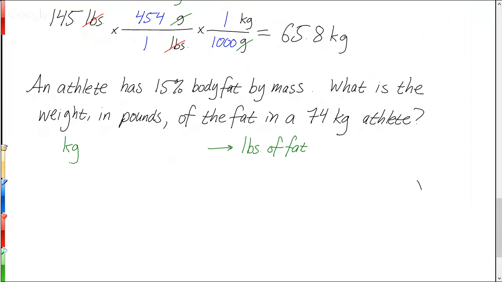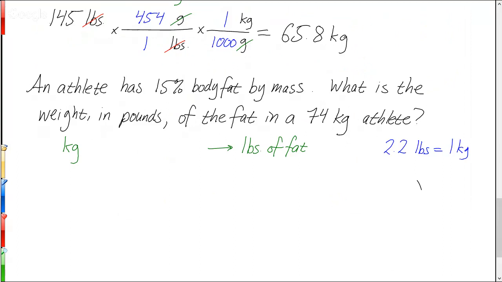Now, is there some number that we can go from kilograms to pounds of fat in this problem? 2.2, but we got to be careful. So let's use that as long as we know it here. So there's 2.2 pounds in 1 kilogram. So does that mean that we can just multiply 74 by 2.2 and we're done? Not quite. Why not quite? Yeah, because we only want 15% of that.